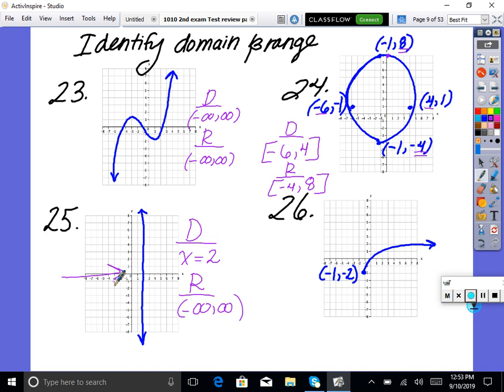It is a vertical line. So each X has multiple Y values. So this wouldn't be considered a function, but our domain is X equals 2. Our range is negative infinity to infinity.